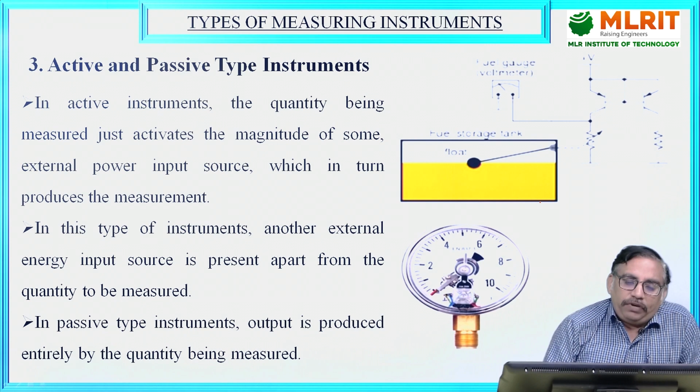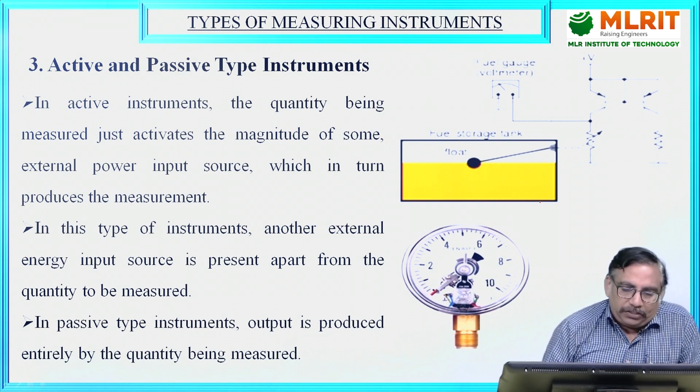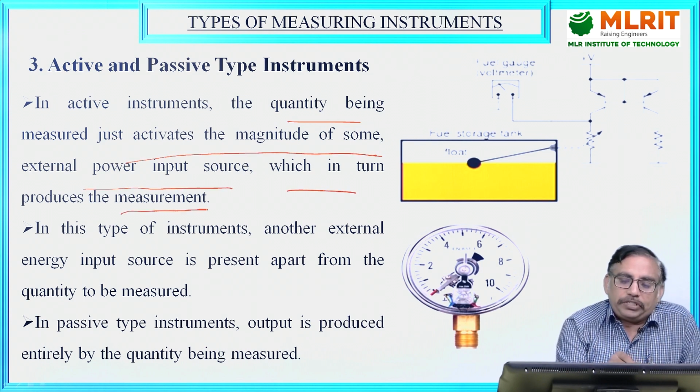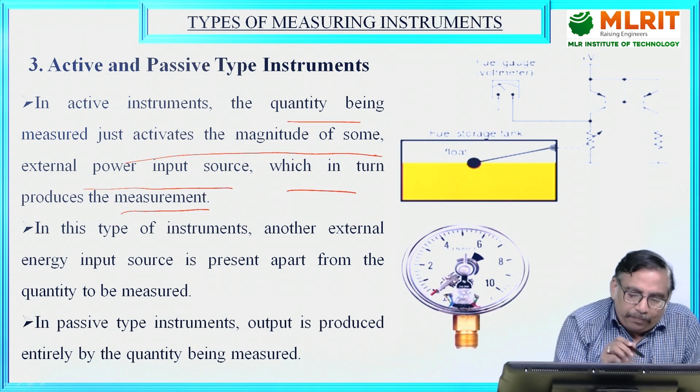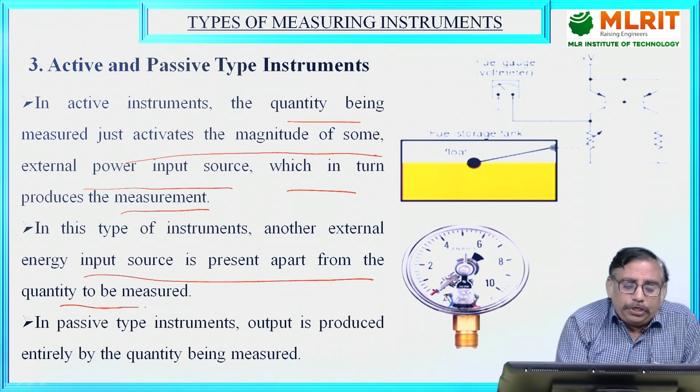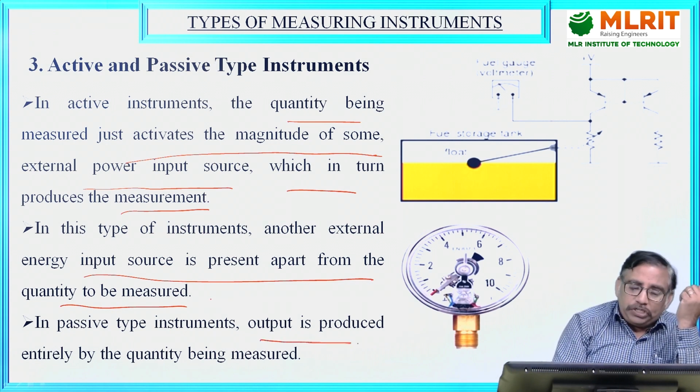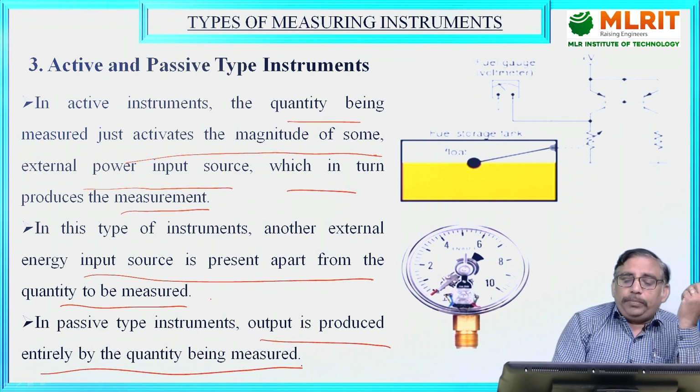Now coming to active and passive types. So in active types, the quantity being measured just activates the magnitude of some external power input source, which in turn produces the measurement. So in this type, another external energy input source is present apart from the quantity to be measured. In passive types, output is produced entirely by the quantity being measured.